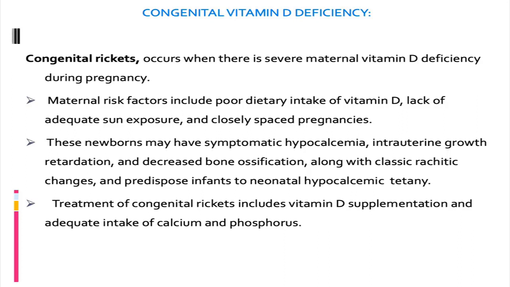Treatment of congenital rickets includes vitamin D supplementation, as we said, and adequate intake of calcium and phosphorus. Keep in mind, we must treat also the mother, for her own health and to have a good supply of vitamin D via breastfeeding when she breastfeeds her baby, and to avoid the recurrence of congenital vitamin D deficiency in the second pregnancy.